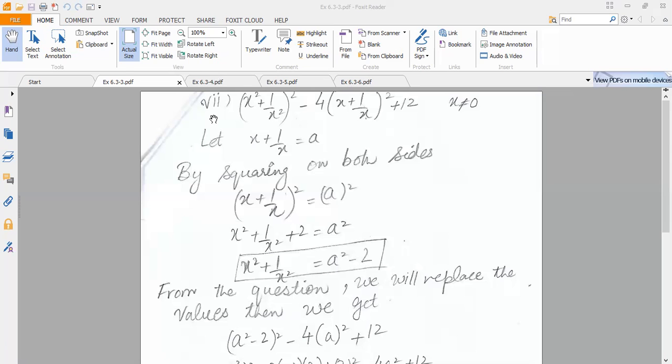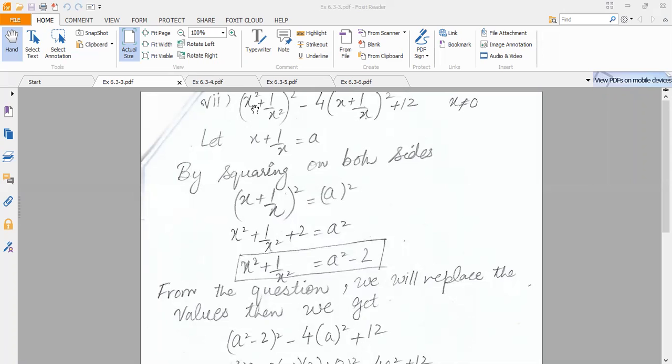This is part 7 from exercise 6.3. (x² + 1/x²)² − 4(x + 1/x)² + 12. In this question, first of all, we have to observe within the brackets what terms are there with the signs. So if you see, there is x² + 1/x², and in the next bracket x + 1/x.